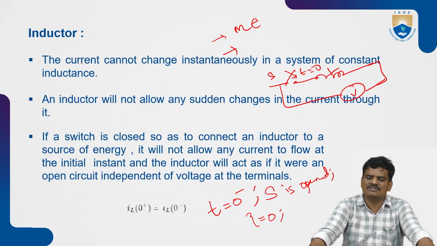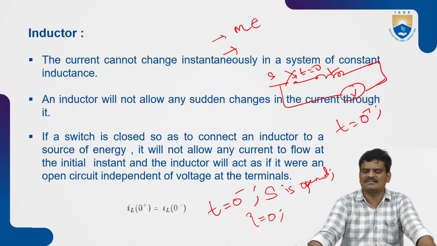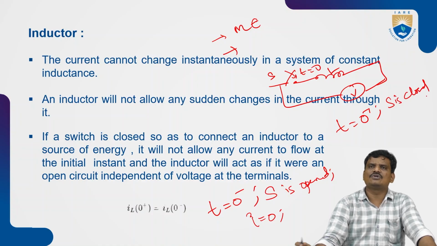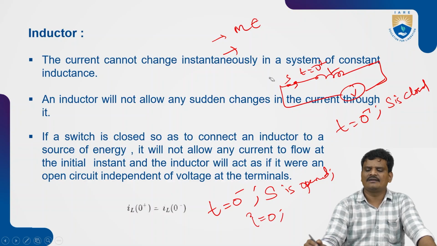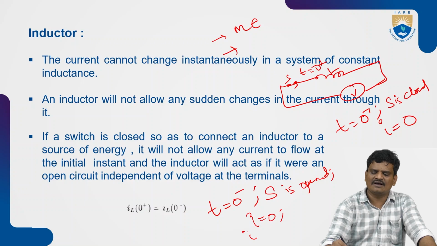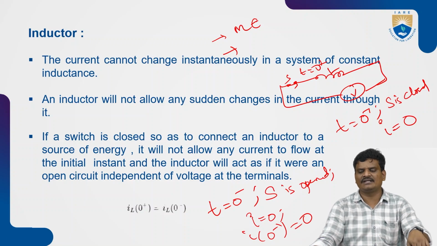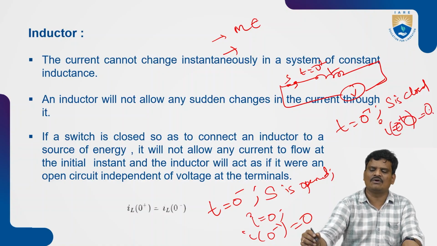Now I am trying to close the switch. In general, the switch closing operation is indicated by t equal to 0 plus. At t equal to 0 plus, switch S is closed. There will be some amount of current, but that current will also be equal to 0. I of 0 minus is 0, that is, when the switch is open, the current flowing in the inductor is 0, and even when the switch is closed, I of 0 plus is also equal to 0.